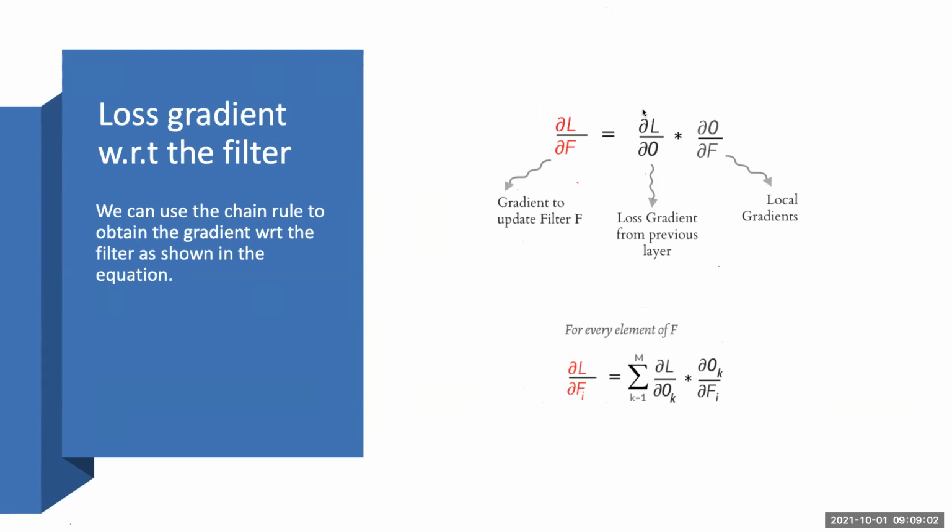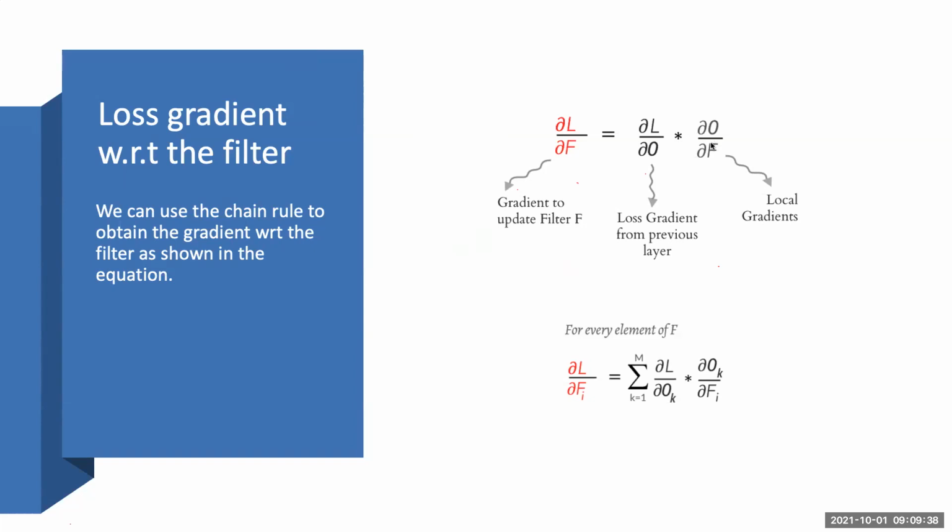So we can easily do a chain rule operation on the gradient with respect to the previous layer, which in this case, if we had just the input, the filter, and the output, the previous layer would be the output layer, right? So the loss gradient with respect to the output multiplied by local gradients.